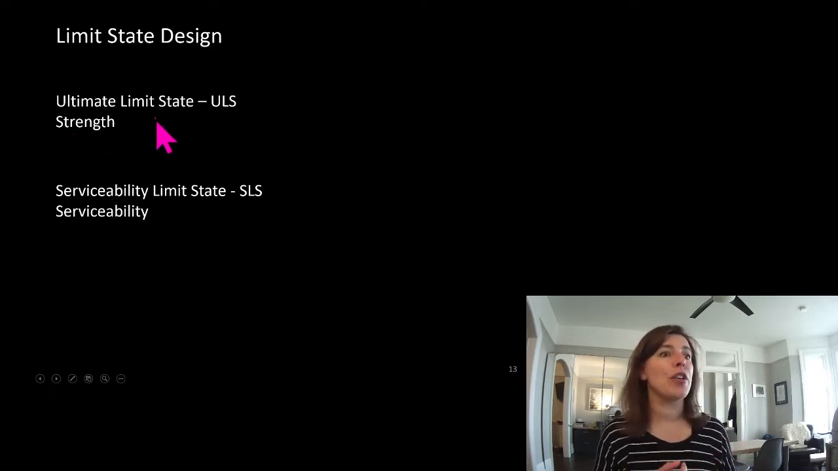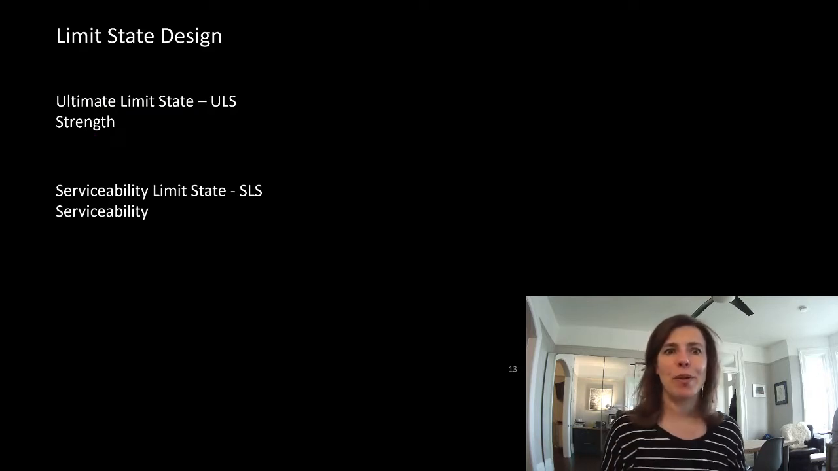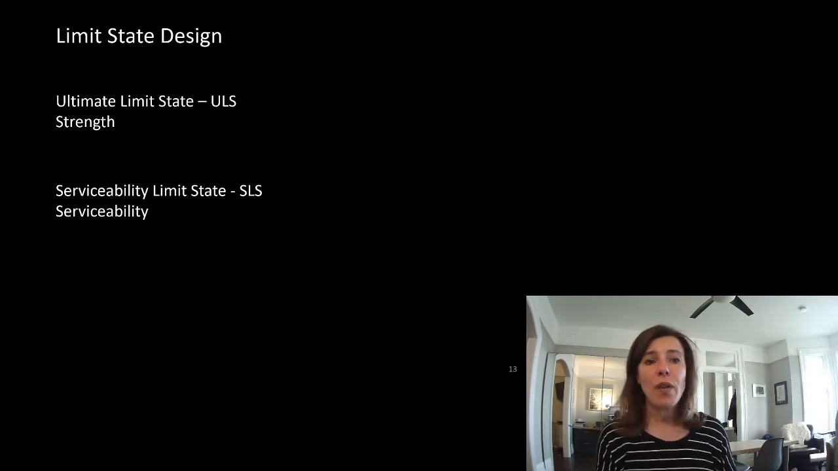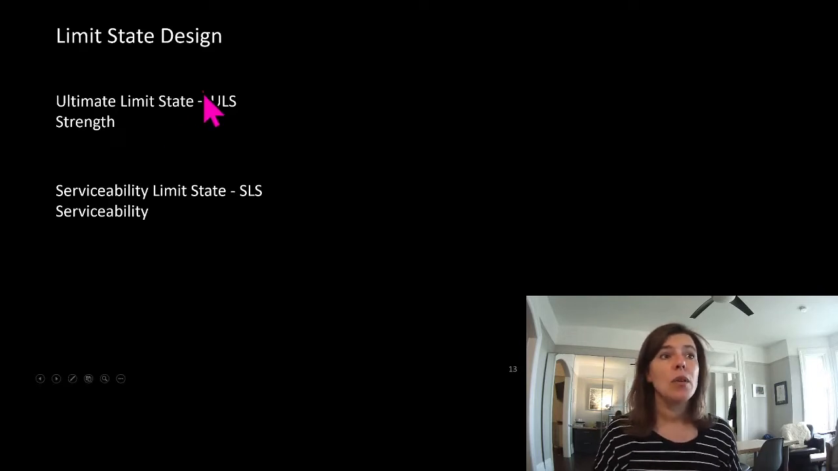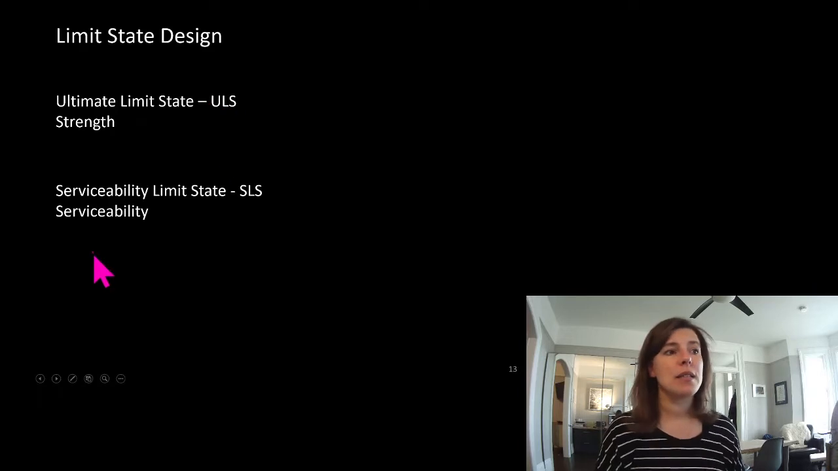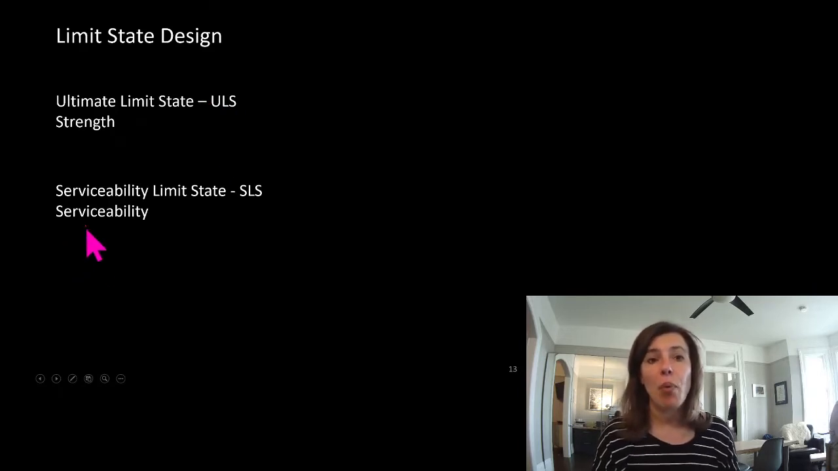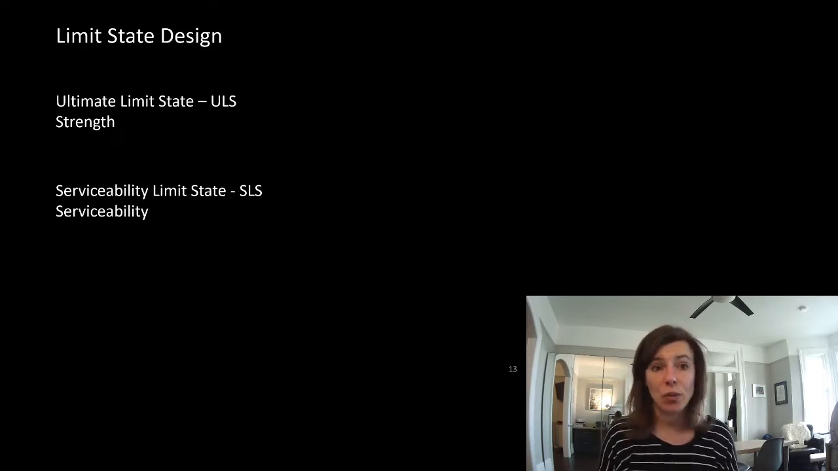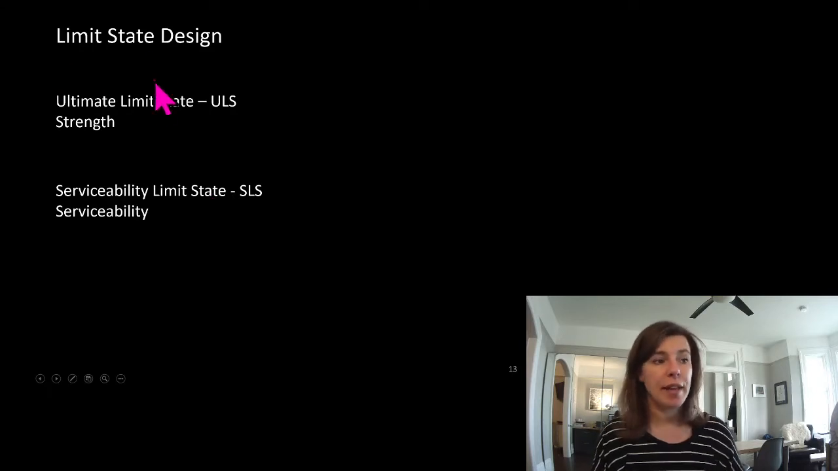So if we are using importance factors, which we talked about already, importance factors for strength design, we would often reference our ULS. If we were talking about importance factors for serviceability, remember wind and snow had different importance factor values for serviceability cases. Well, that's when it's important to know if we're talking about our SLS, or our serviceability limit states. These both fall under the heading of limit state design.